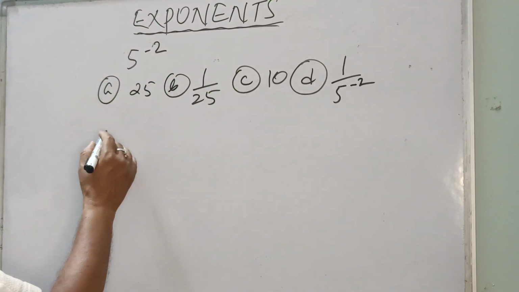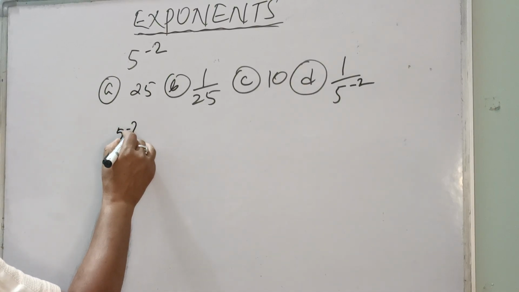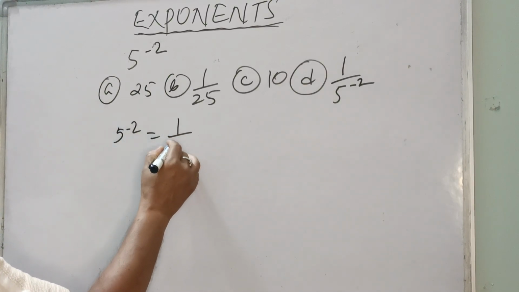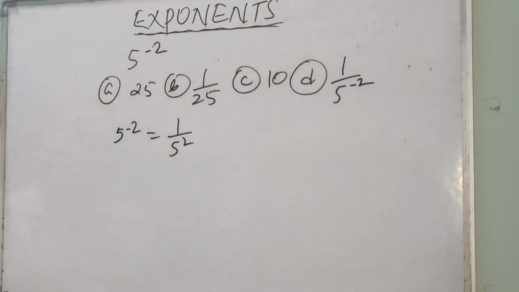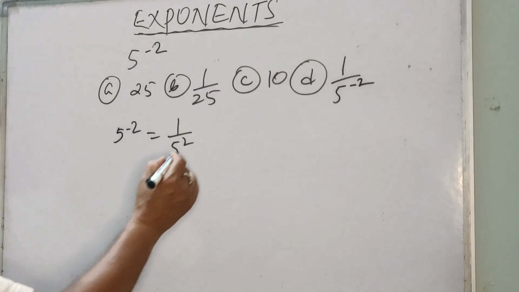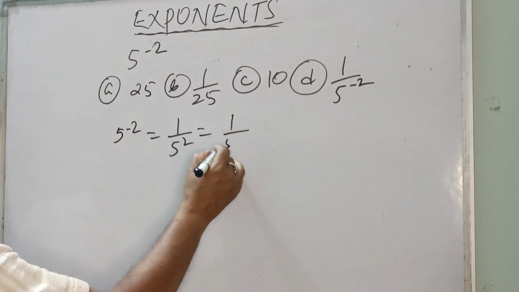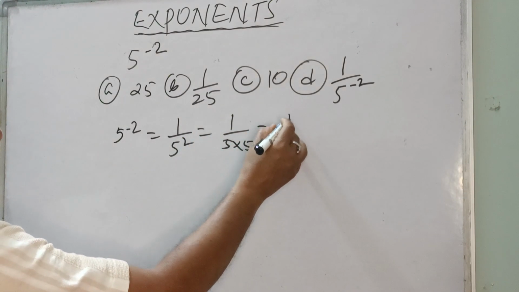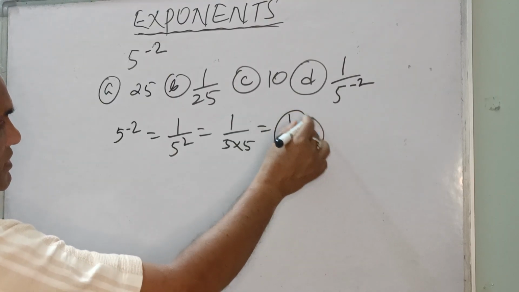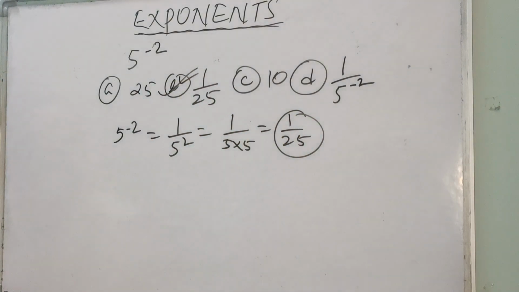I can write 5 to the power minus 2 as 1 upon 5 square. The minus sign changes into a plus sign. So certainly 1 upon, we'll write 5 into 5, so the result is 1 upon 25. So this will be the correct answer. I have shown you how to solve it, you can do it like that.